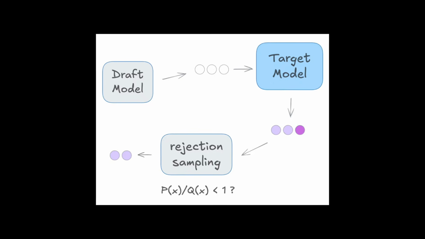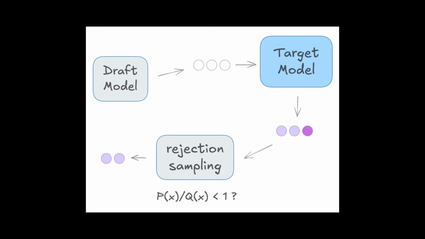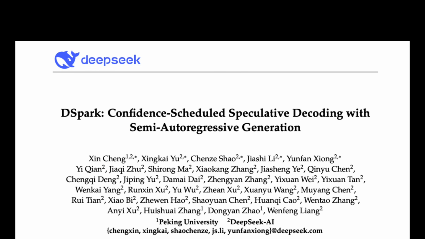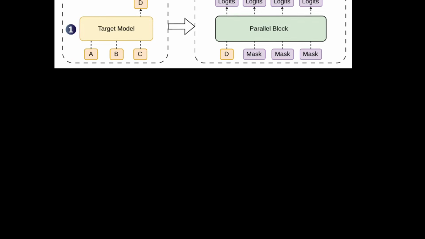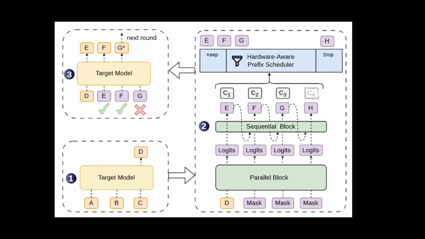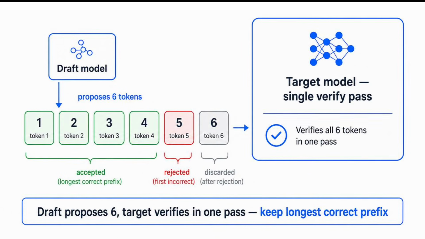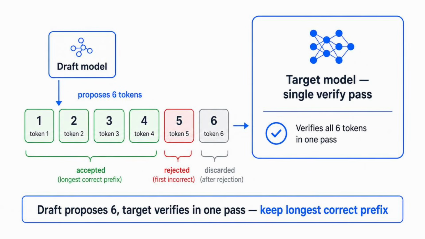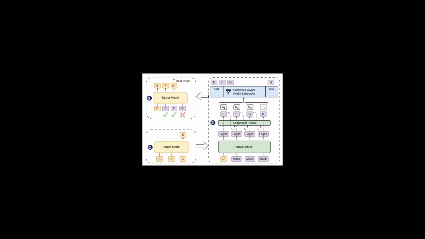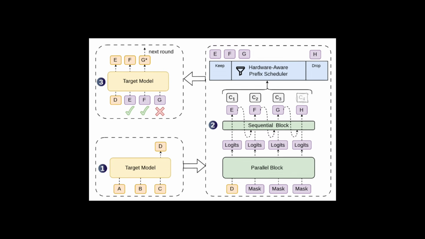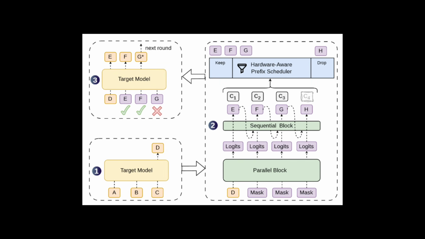DSpark's distinguishing feature is not simply that it uses speculative decoding. DSpark's core technology can be broadly divided into four areas. The first is semi-autoregressive generation. The second is acceptance probability prediction using a confidence head. The third is confidence calibration using sequential temperature scaling. The fourth is dynamic verification length control using a hardware-aware prefix scheduler.